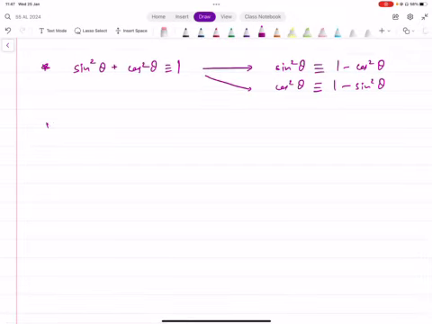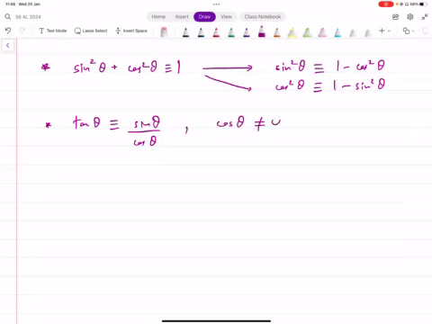And the second one is tan theta identical to sine theta over cos theta. There's one exception to this, and that is cos theta cannot be equal to 0. And that makes sense because if cos theta is 0, you'll have 0 in the denominator, and that makes this whole thing undefined. All right? So cos theta cannot be 0. Apart from that, this identity is always true. Is that okay? Any problems? No?